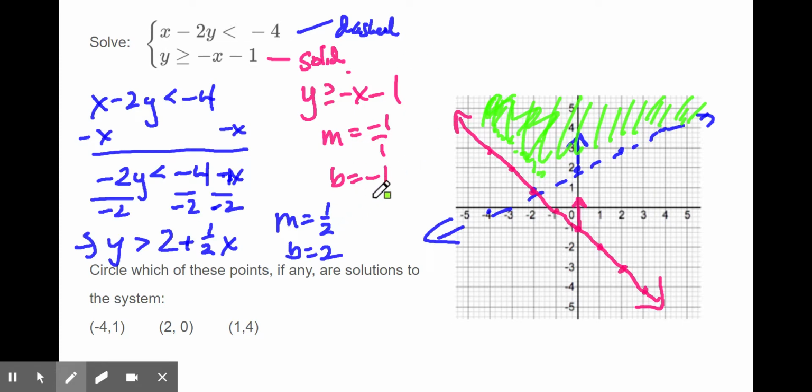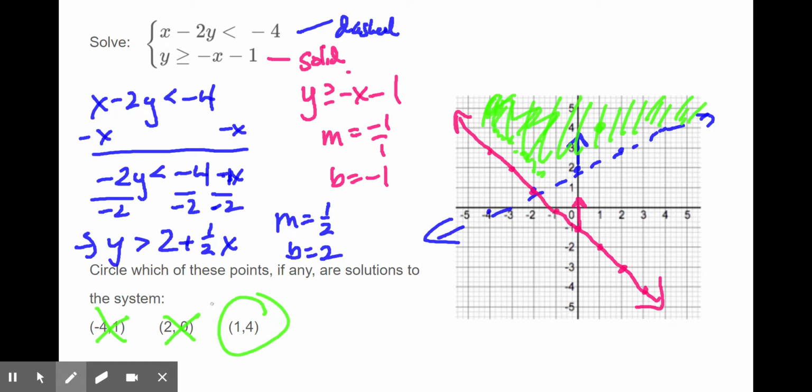All right. So now, it wants us to circle any of these points if they're solutions to the system. -4, 1. So if we go left 4 and up 1, no, that's not in both shadings, so that's not right. 2, 0. Nope, that's not right either. 1, 4, right 1, 4 up. Yep, that point right there, that's in the shading. So that is the only point here that's a solution to the system.